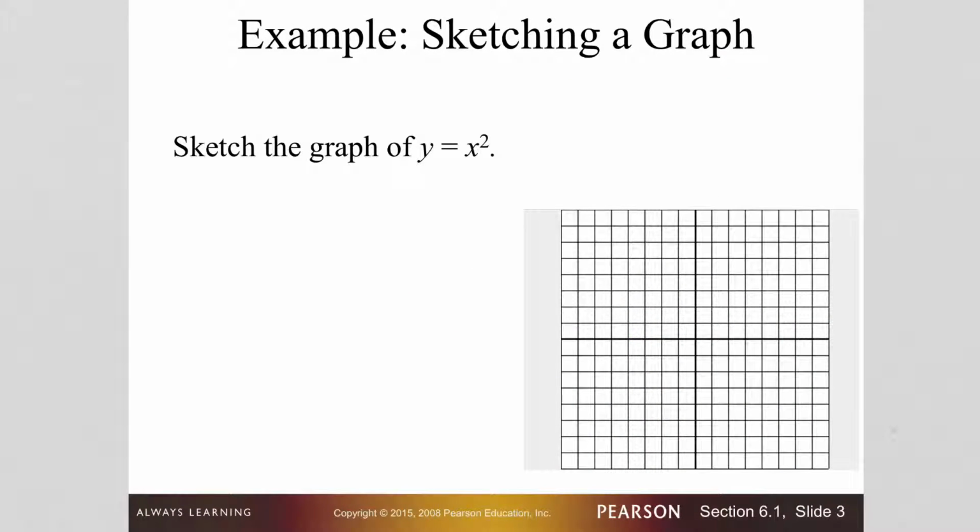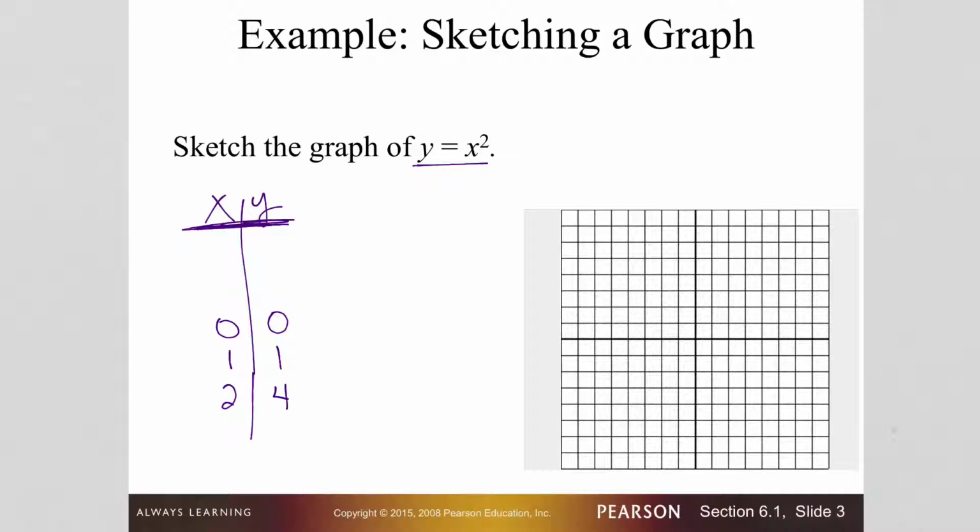Alright, on this page, we are going to sketch the graph of y equals x squared. So I'm going to create a t-chart. If I do just numbers that I think are really handy, like 0, 1, and 2, let me show you what happens. So I put in 0. What is 0 squared? It's 0. I put in 1. 1 squared means 1 times 1, which is 1. 2 squared means 2 times 2, which is 4.